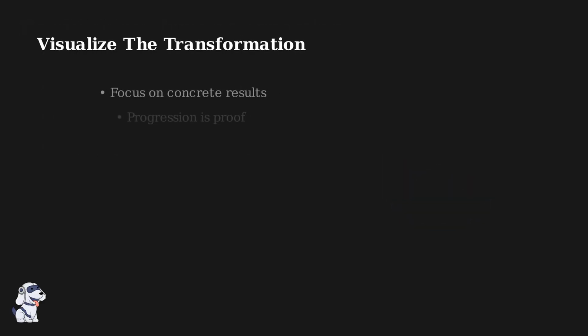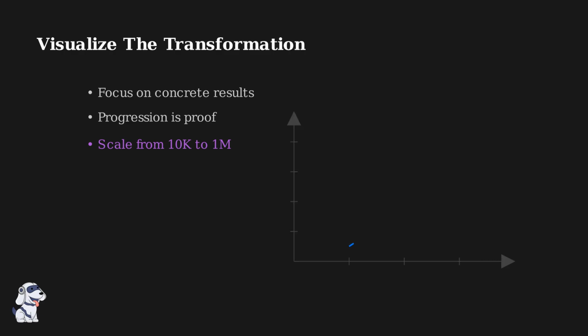Visualizing growth is the most effective way to signal authority. Viewers need to see a concrete progression to trust your strategy. Start with your baseline, show your milestone, and define your ultimate result, such as moving from 10K to 100K and finally to 1 million followers.